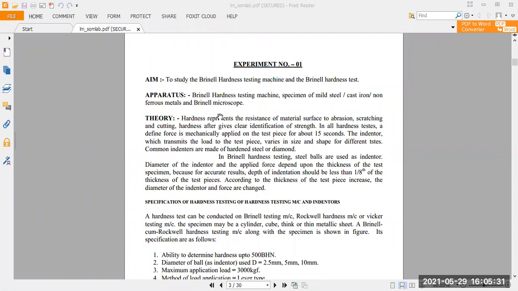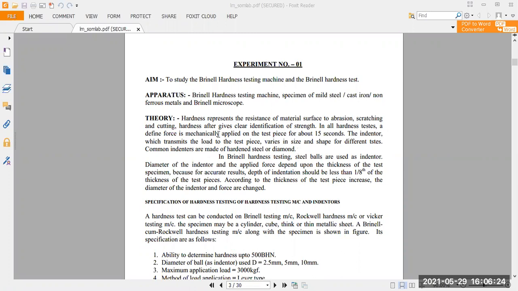Now, what is the theory of hardness? I've told you a number of times. What do you mean by hardness? Hardness represents the resistance of the material surface to abrasion, scratching, and cutting. Abrasion means rubbing with other harder or softer surfaces without damaging itself; scratching is by means of a hard tool or pointer. It resists scratching over the surface, and if you machine it with a tool, it resists the cutting. All these three properties are defined as hardness itself.